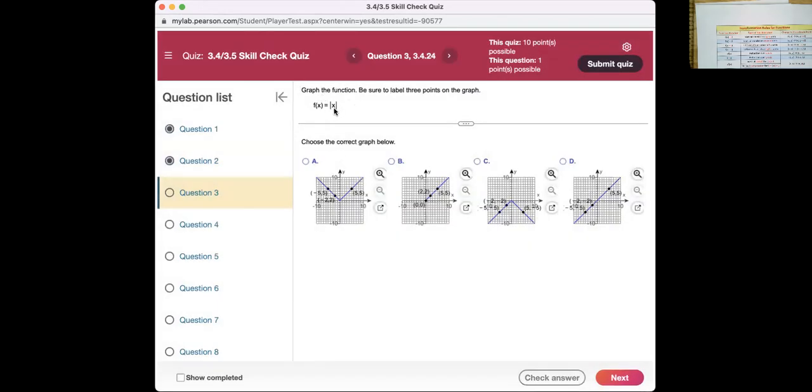Graph the function f of x equals the absolute value of x. So we know that the absolute value is going to look like the identity function, or just the y equals x function, except that it's going to turn right at the origin and start going up. As x becomes more negative, y is going to remain as positive as it is on this side. So it's going to be a V shape, a positive V shape.